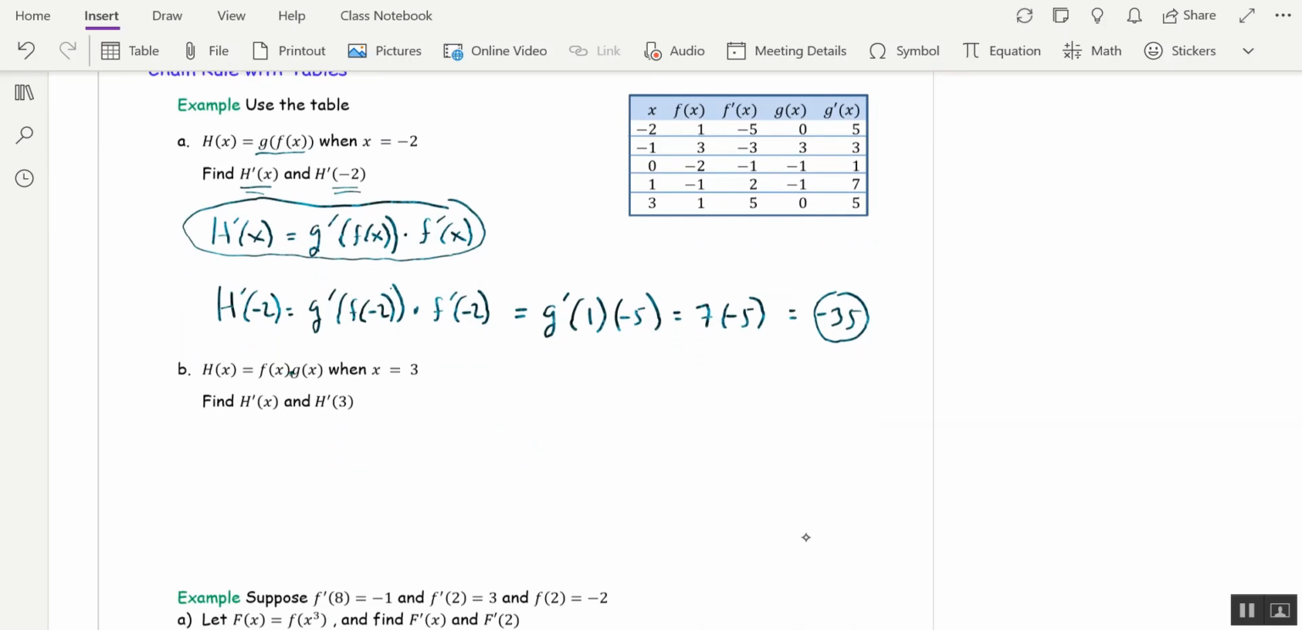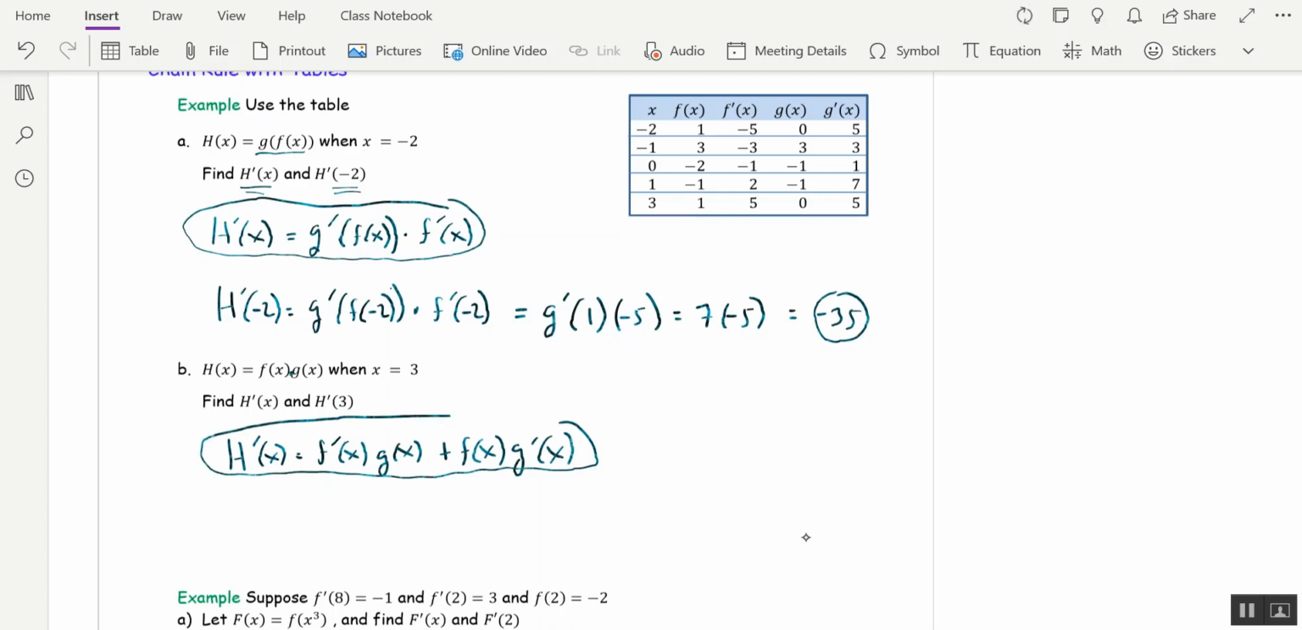Okay, next one is completely different. So now it's multiplication. It's f times g. So I want the product rule. h prime of x is, I'm just going to state the product rule, f prime of x, g of x, plus f of x, g prime of x. So that's the first part.